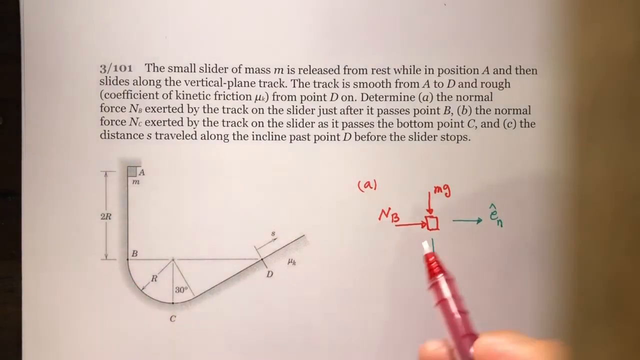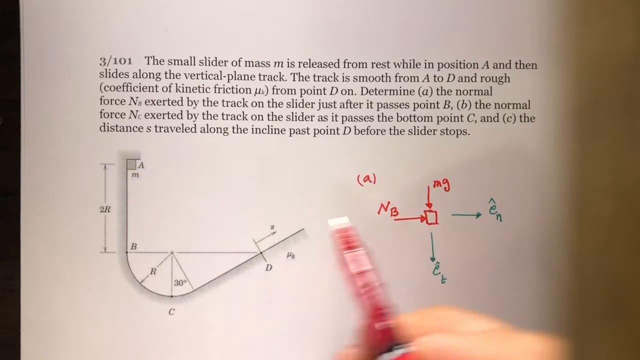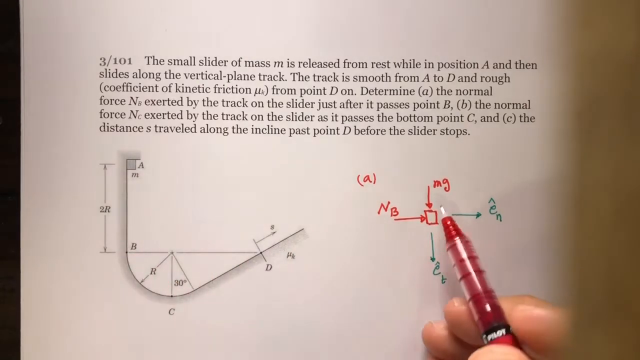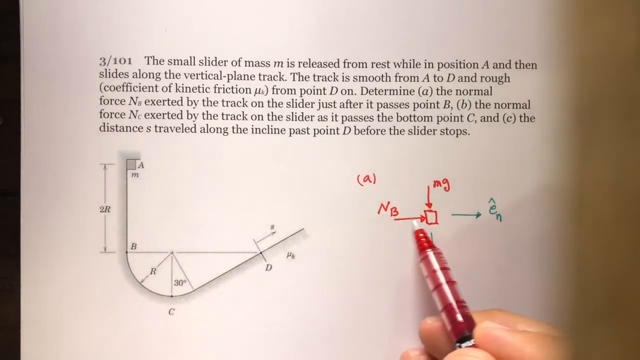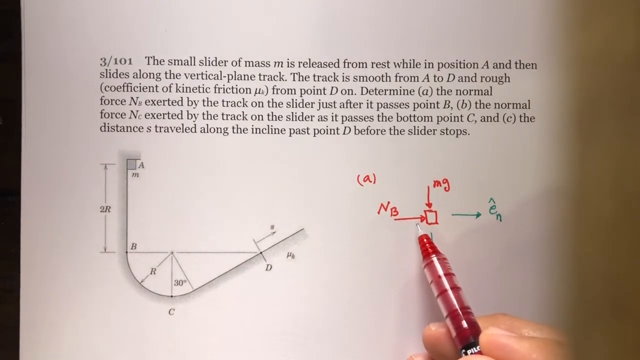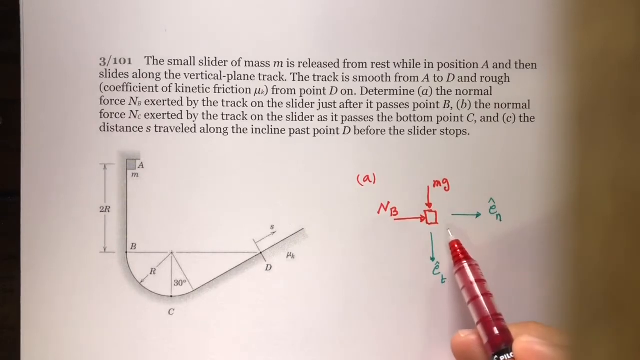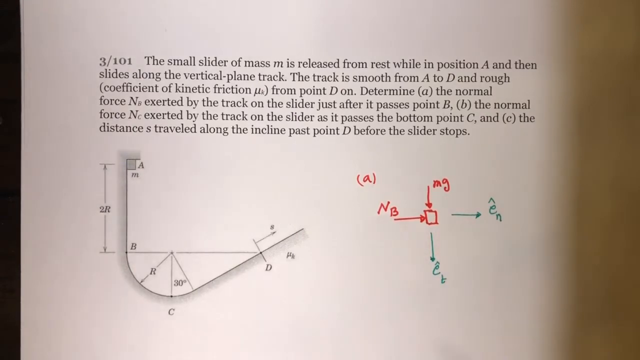To solve that problem, I drew this free body diagram. We have two forces on the body, on that particle. We have gravitational force, and also we have reaction force from the ground, the normal force. And I'm going to use normal tangential coordinate to solve this problem. You can use x, y, or even polar coordinate. All of them are going to give you the same answer.